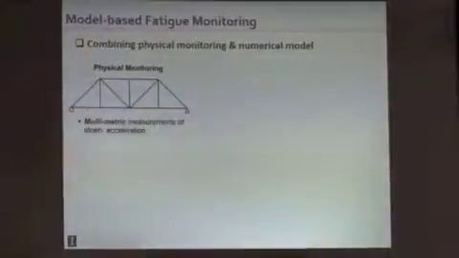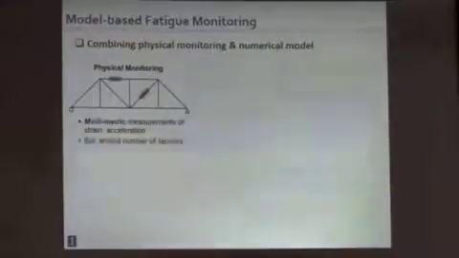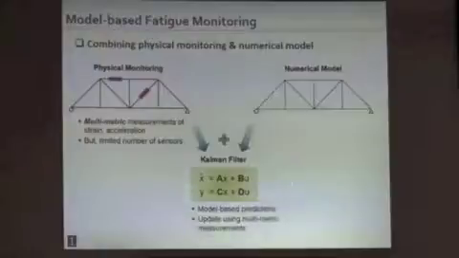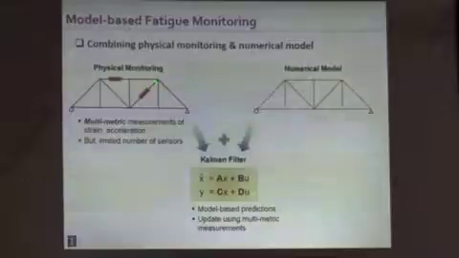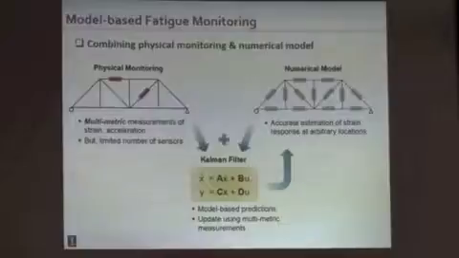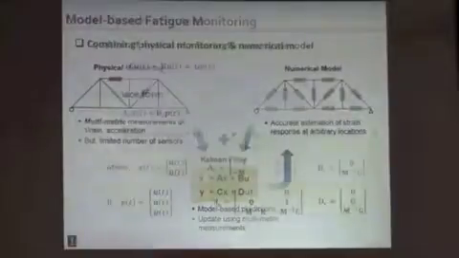So the basic idea, we're looking at this model-based approach. We're combining physical monitoring with numerical models. So you imagine that you've got physical measurements on several of the elements, but you don't have them on all of the elements in your structure. You've got a numerical model that's relatively accurate. It's done from the updating. And then one can use Kalman filtering to use the measured response to determine the response at unmeasured locations. And so with this Kalman filtering approach, I can get the estimates of the response for all the members in my structure.